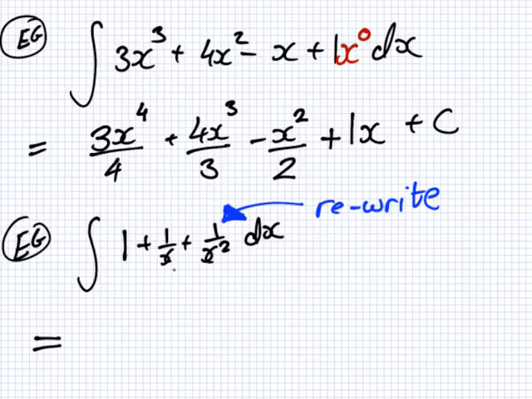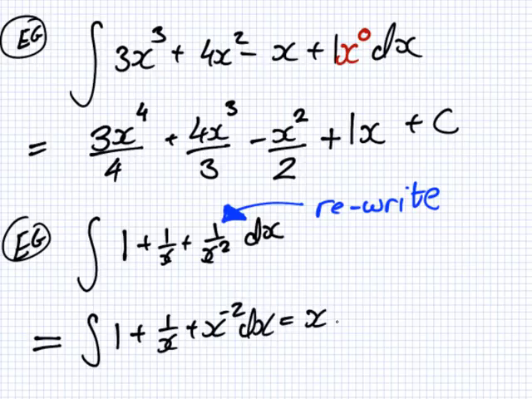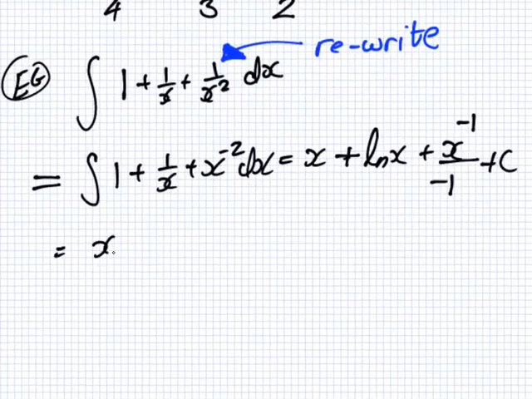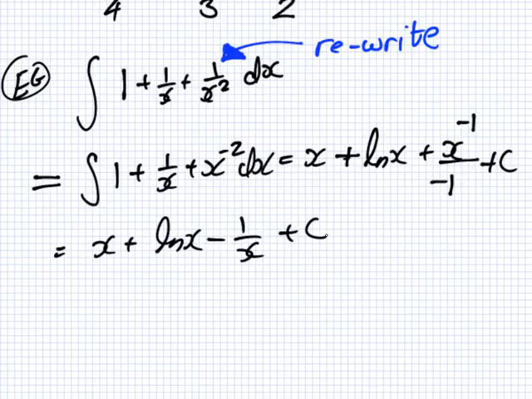Okay. So this I should rewrite as the integral of 1 plus 1 over x plus x to the minus 2 dx. So what does 1 become? x. 1 over x? Log x. And then this one is increase the power by 1, divide by the new power, plus c. So the answer is x plus log x minus 1 over x plus c.